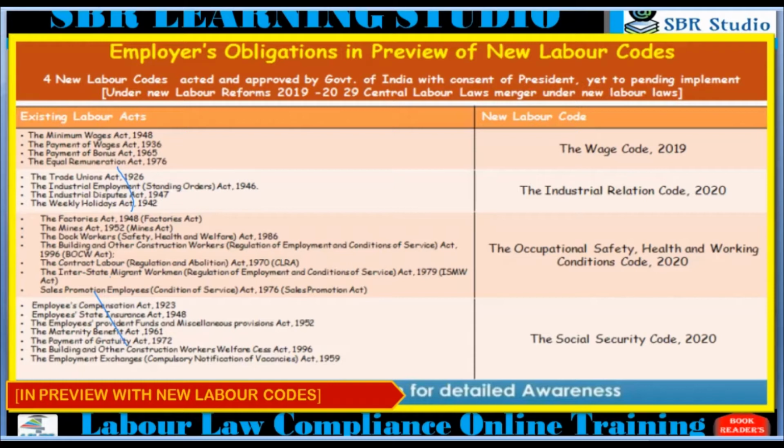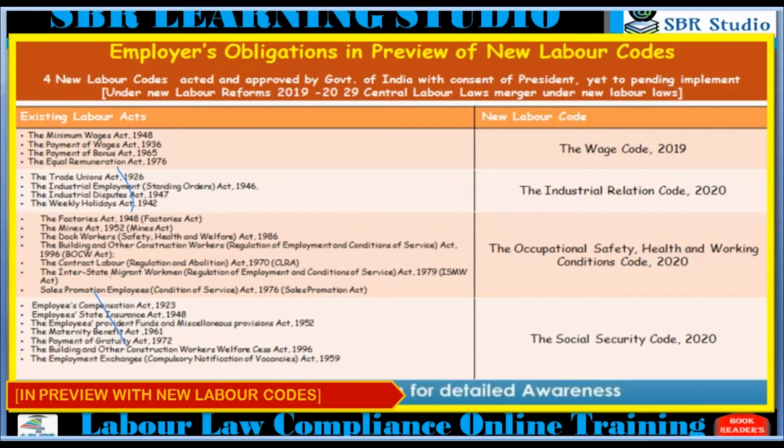That is the law specifically regulating and defining the relations. All those laws that regulate wages, or have a connection with wages, are merged into the Wage Code 2019. And the other existing labor laws that regulate and define industrial relations, and provide provisions for assuring or complying with industrial relations in the industry, have all been merged into the Industrial Relations Code 2020.